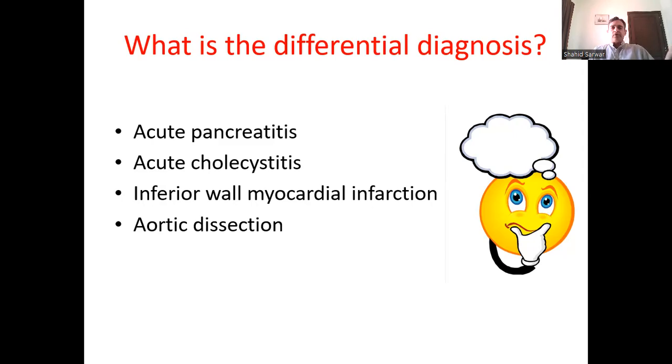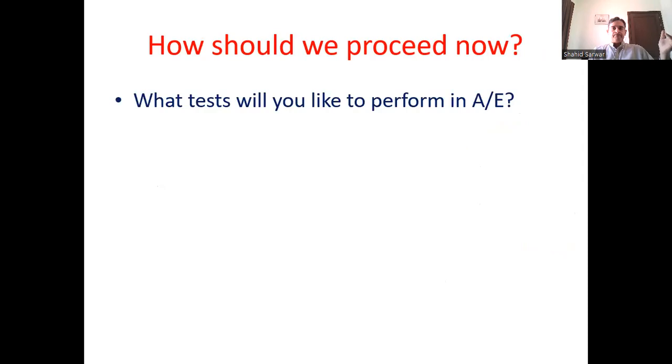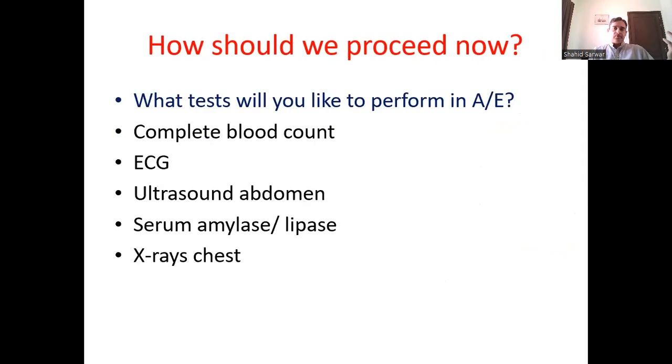And we will not forget aortic dissection, which can present with epigastric pain, with hypotension, with diaphoresis, a very critical situation that needs not to be missed. Now, how should we proceed? And what tests would we like to perform in the emergency?